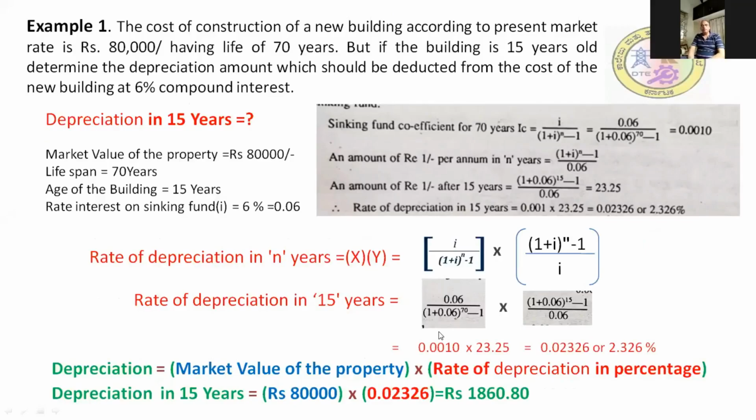So take this example. The cost of construction of a new building according to the present market rate is ₹80,000, having a life of 70 years. If the building is 50 years old, determine the depreciation amount which should be deducted from the cost of the new building at 6% compound interest.